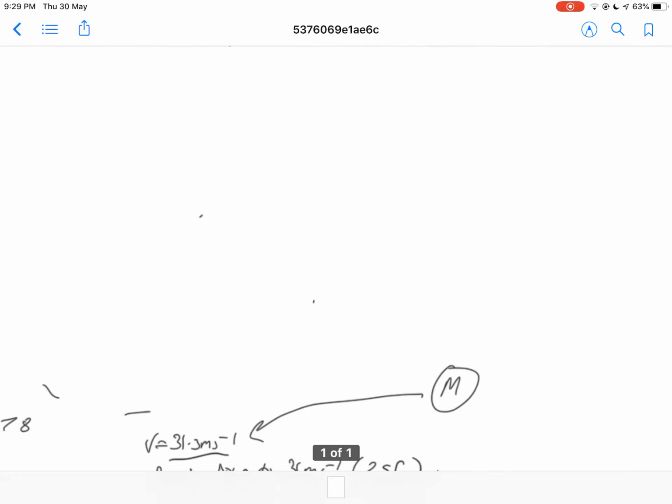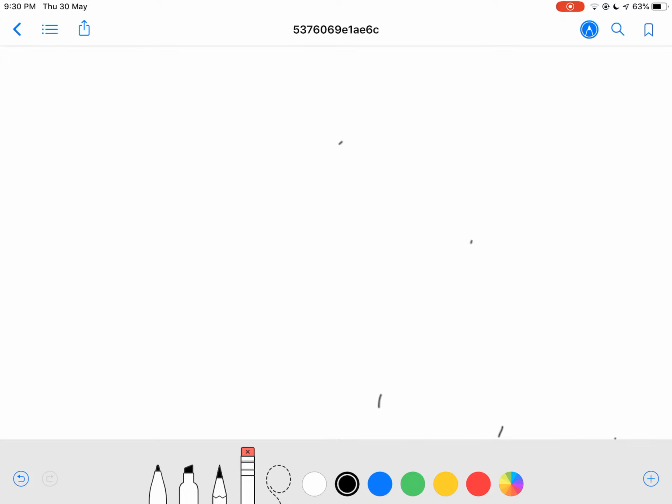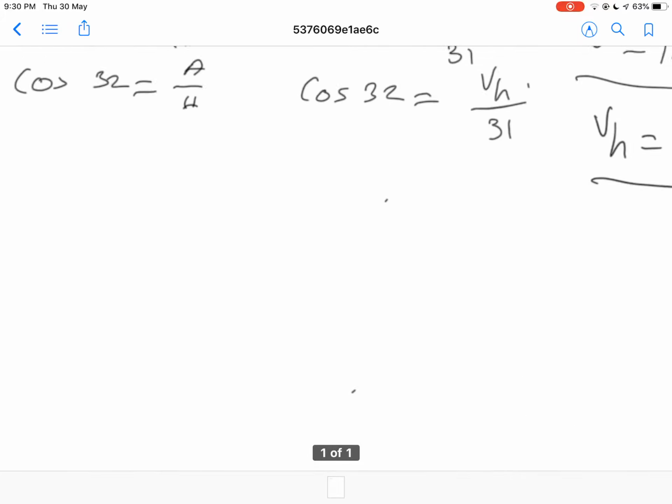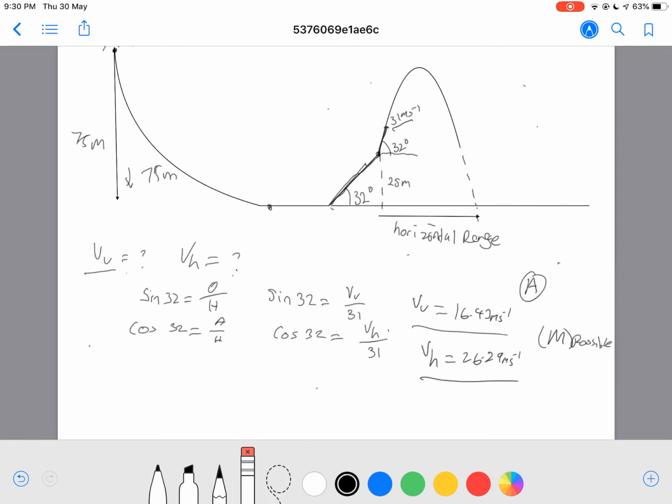Alright, so I'm just going to move on. I think this is the last question, okay? The last question was asking you to find the horizontal range traveled from when he starts the projectile motion. As they say, I labeled it here, so this is what they want you to find, this horizontal range here.